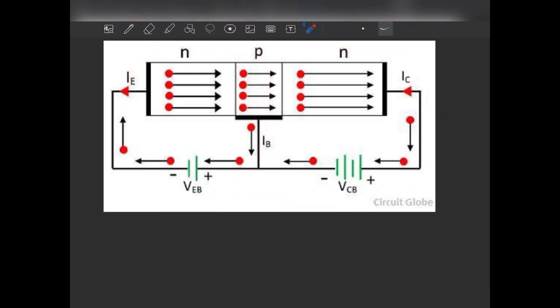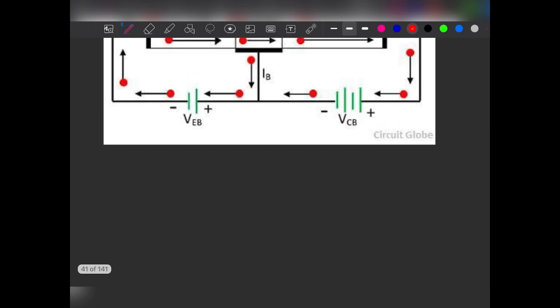Here you see the reverse biasing: the N side is connected to the positive side, meaning opposite polarity, so it's in reverse biasing. When we do reverse biasing, the depletion width increases, but when we do forward biasing, this width decreases and collapses. So basically for biasing we are doing this, and we also have to maintain a Q point.